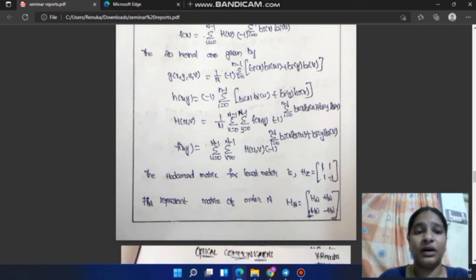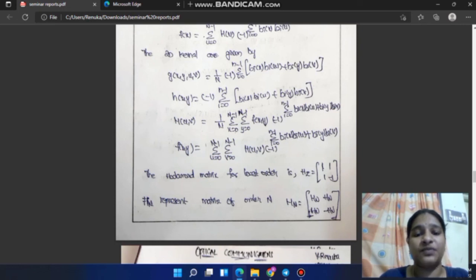And the forward transform H(u,v) = 1/N sigma x=0 to N-1 sigma y=0 to N-1 f(x,y) (-1) to the power sigma i=0 to n-1 [bi(x) bi(u) + bi(v) bi(y)], and f(x,y) = 1/N sigma u=0 to N-1 sigma v=0 to N-1 H(u,v) (-1) to the power sigma i=0 to n-1 [bi(x) bi(u) + bi(v) bi(y)].